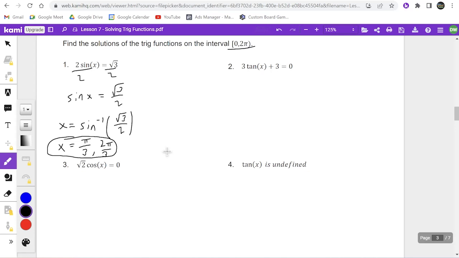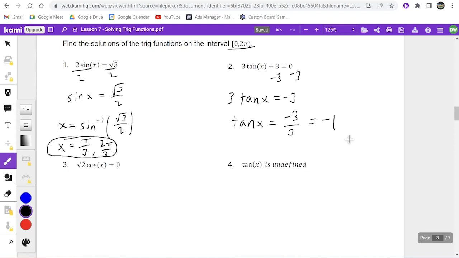Okay then, let's continue. Next, number 2. 3 tangent x plus 3 equals 0. Again, first thing I got to do is solve for tangent x. How do I do that? Well, first I got to get rid of this plus 3. So minus 3 to both sides. So now 3 tangent x equals negative 3. And now hopefully you see this. You just got to divide both sides by 3. So it looks like tangent x equals negative 3 divided by 3, which is just negative 1.